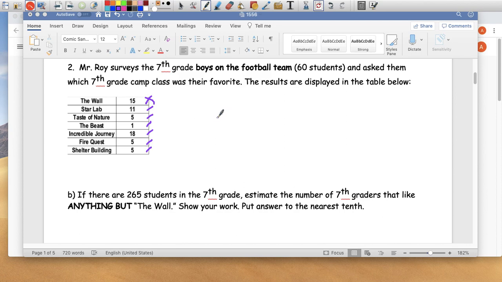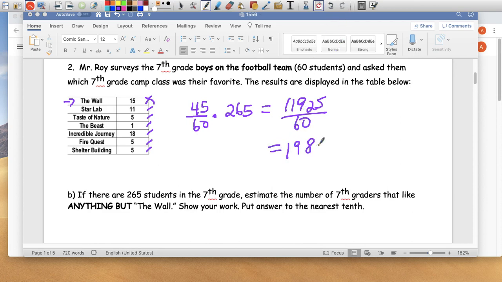this would not count. So in our survey, out of 60 people, 15 said they didn't like the wall. So that leaves me 45 people out of 60 who liked everything else. Based on that information, I'm going to multiply that by 265 to see how the 265 would have behaved. We get 45 times 265 equals 11,925, and divide that by 60. The calculator says 198.75.